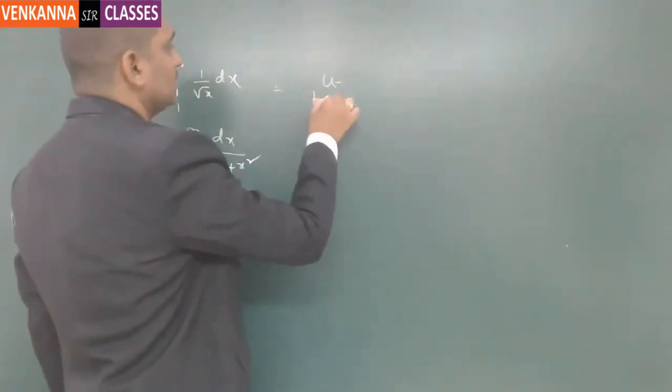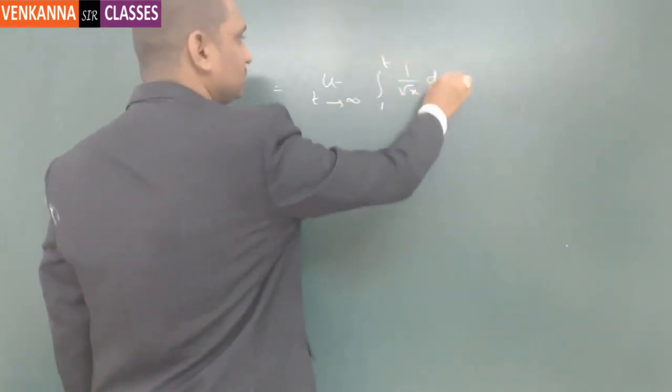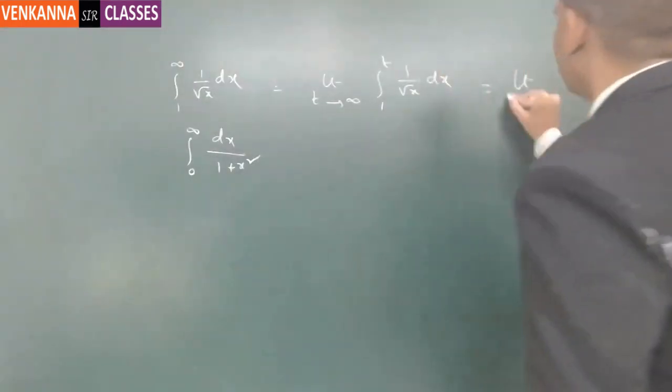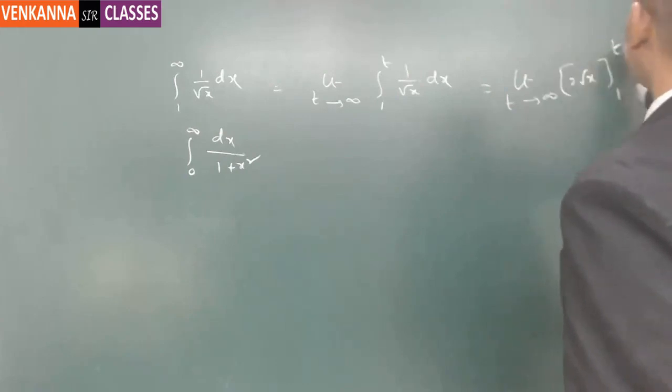So it is nothing but limit t tends to infinity integral 1 to t 1 by root x dx. Can you say what the integration value of 1 by root x is? It is x power minus 1 by 2, so x power minus 1 by 2 plus 1 by minus 1 by 2 plus 1, so 2 root x. Am I correct? The integration. So this is equivalent to limit t tends to infinity 2 root x between the limits 1 to t.